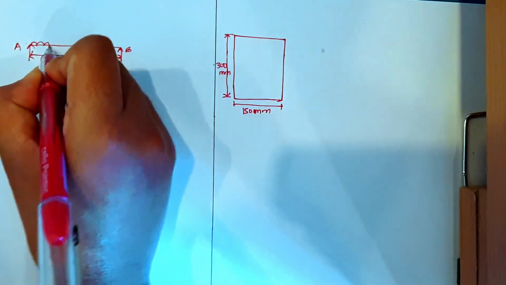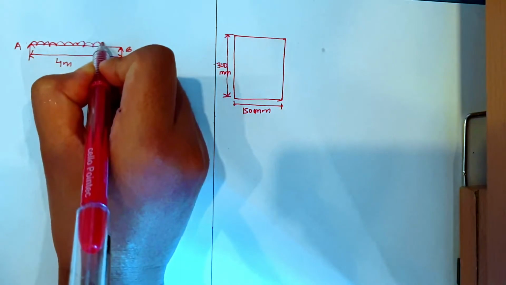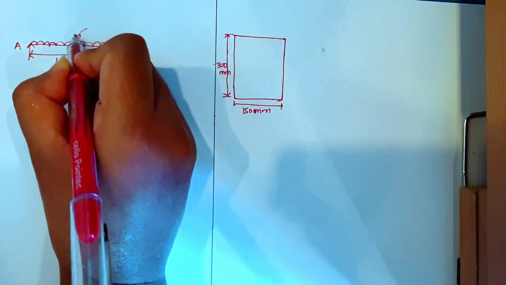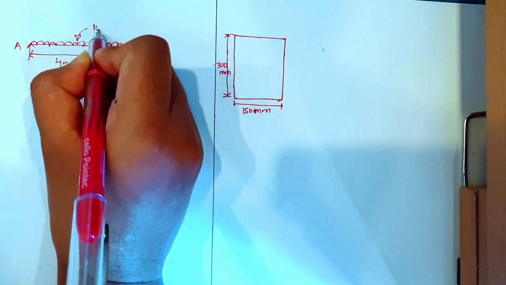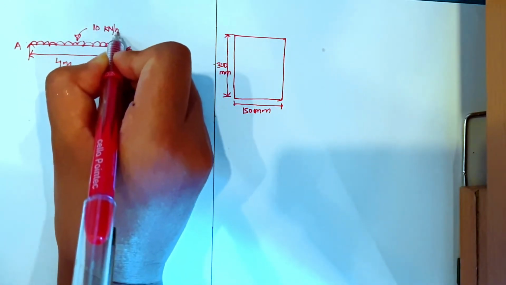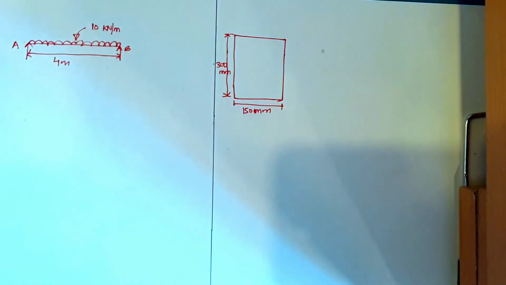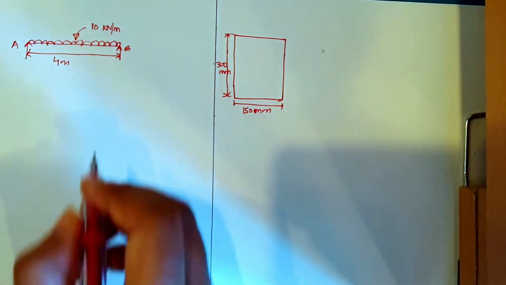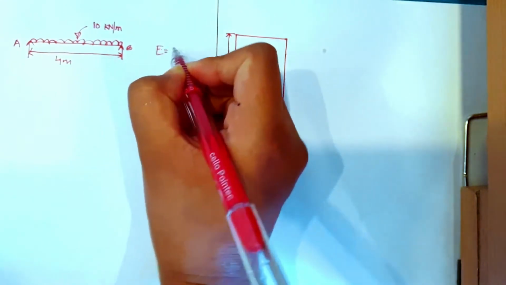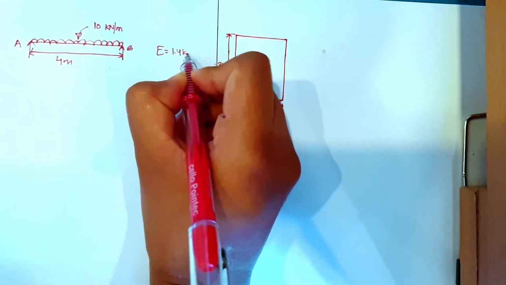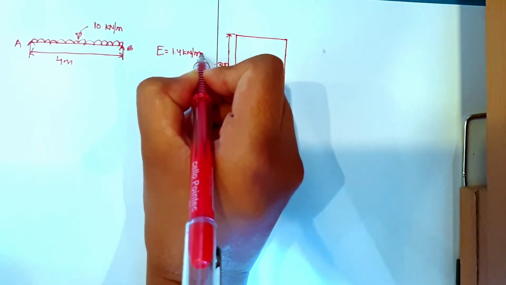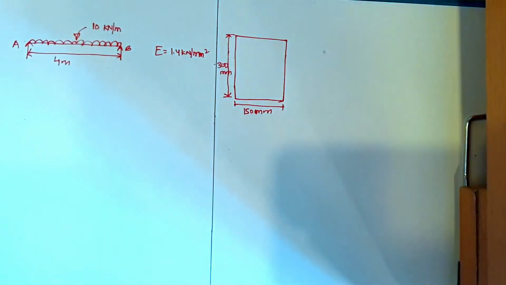So it carries UDL for the entire span, which is equal to 10 kN per meter, right? And then for this we need to find maximum and minimum bending stress induced in the section, and then after that we need to draw bending stress distribution diagram and also find radius of curvature, and the value of E, Young's modulus E, is given equal to 1.4 kN per mm square. So value of E is given this much.